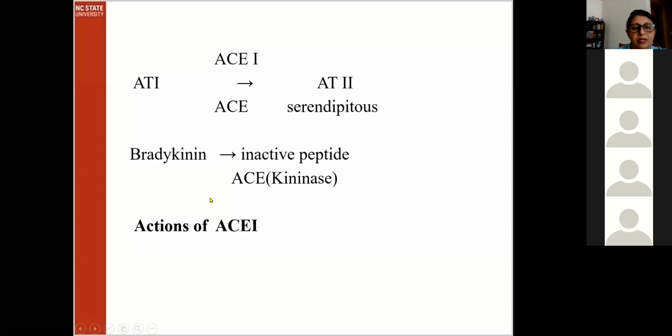Can you tell, now we are going to study the actions of ACE inhibitors. We have seen that angiotensin converting enzyme converts angiotensin 1 to 2. Suppose we are using ACE inhibitors, that means there is no formation of any angiotensin 2, isn't it?